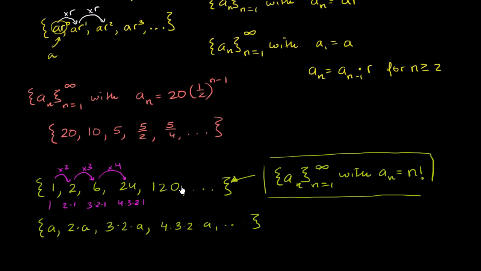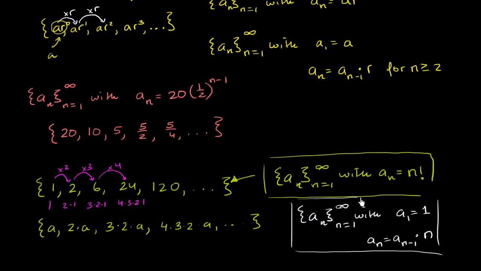Just to get some practice, here we've defined it explicitly, but we could also define it recursively. We could say that a sub n takes us from n equals 1 to infinity, with a sub 1 equal to 1. That's our first term. And then each successive term is going to be equal to the previous term times n. So the second term is equal to the previous term times 2. The nth term is going to be the previous term times n. So this is another valid way of defining it.